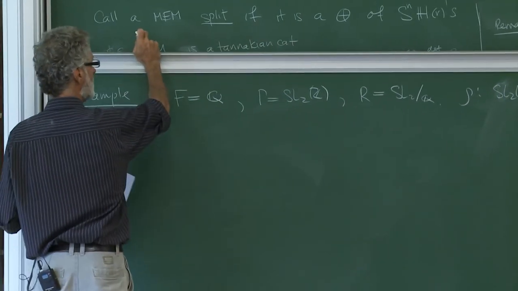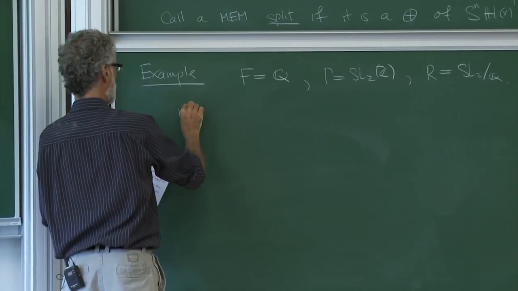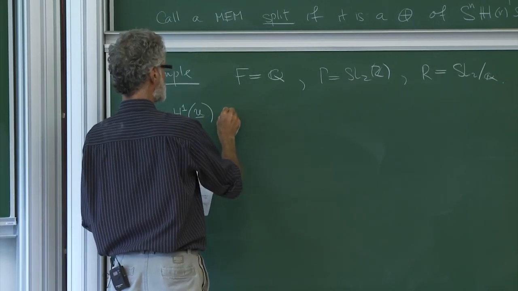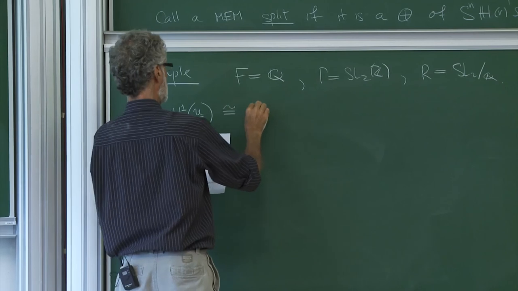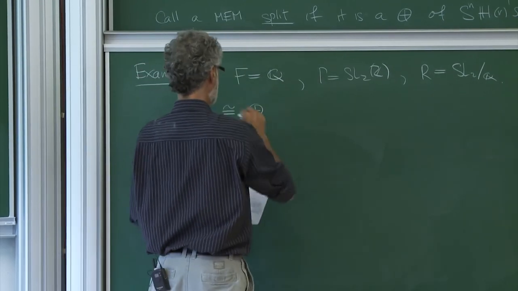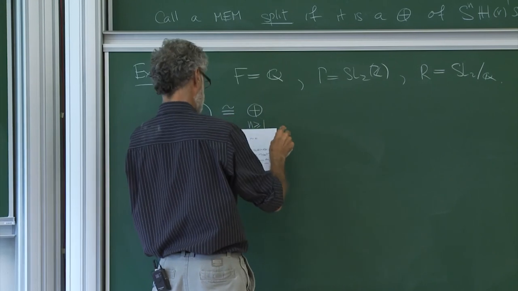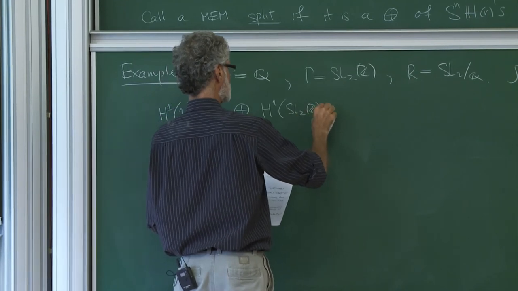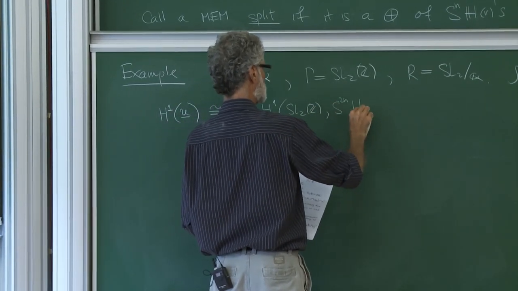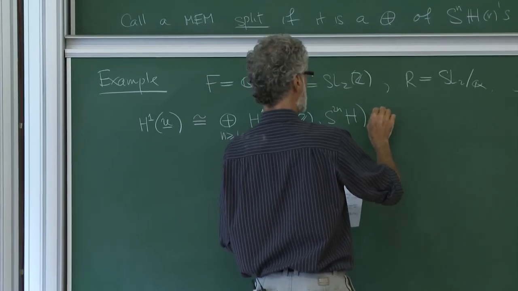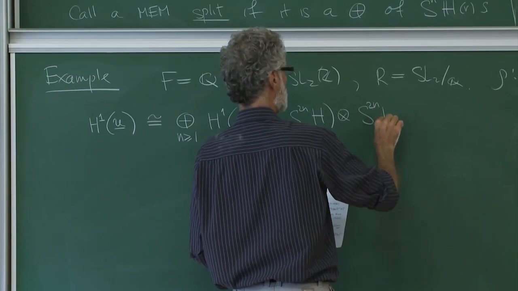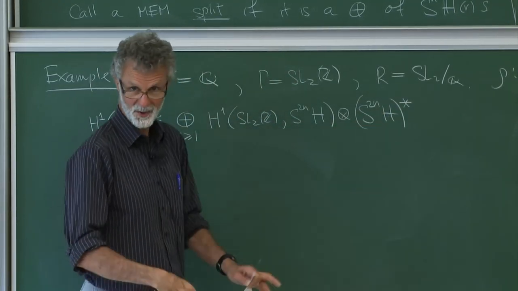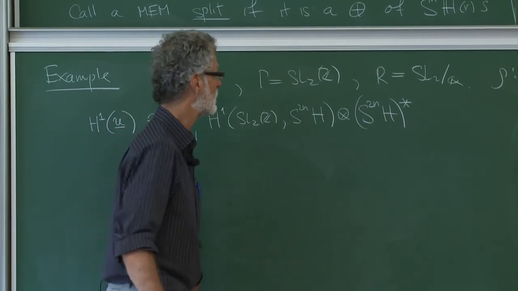And so what we get here is that H1 of U, I'll just write U, this result says that this is isomorphic to the direct sum over n greater than or equal to 1 of H1 of SL2Z with coefficients in S2n H, tensored with, and I'd like to write it this way, S2n H dual. I know that S2n H dual is the same as S2n H, but I want to write it this way.